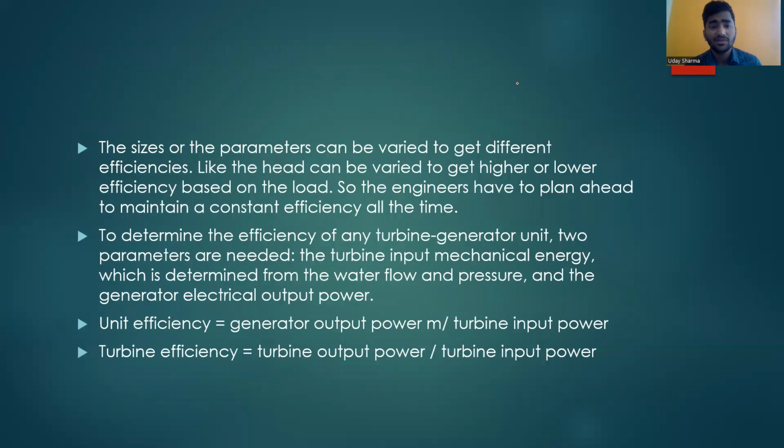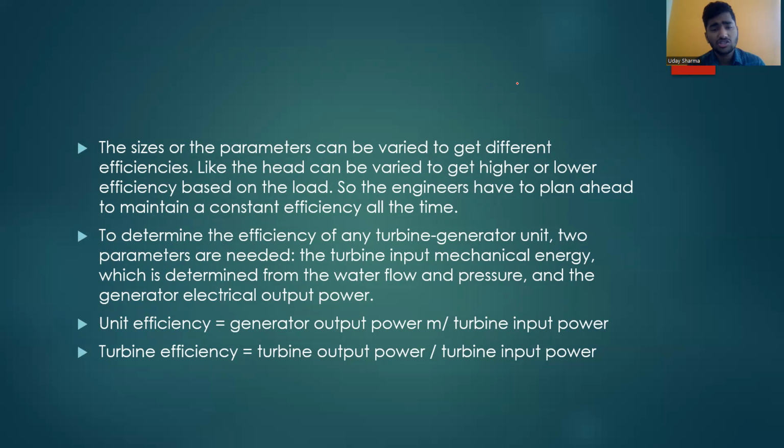The sizes of the parameters can be varied to get different efficiencies. Like the head can be varied to get a lower or higher efficiency, as discussed earlier. Based on the height of the head, efficiency varies. So the engineers have to plan ahead to find an optimal and constant efficiency all the time. The efficiency of the power plant should always be the same.